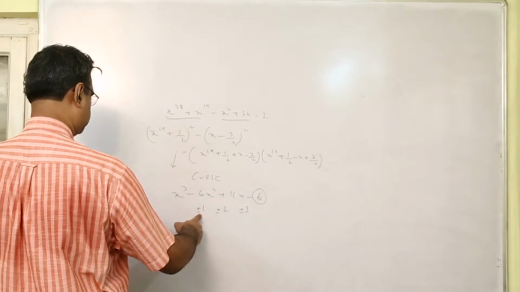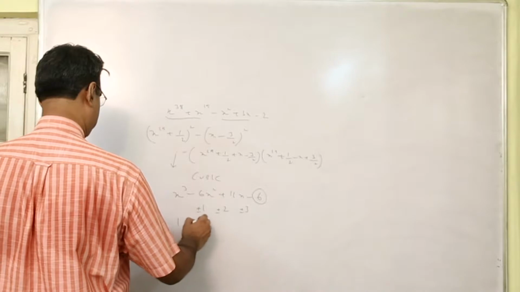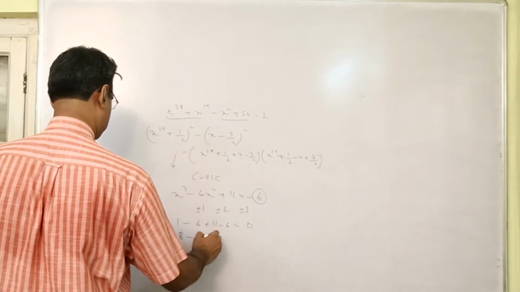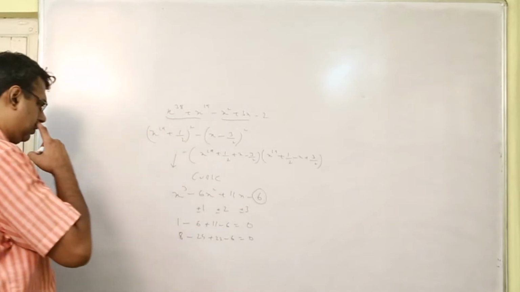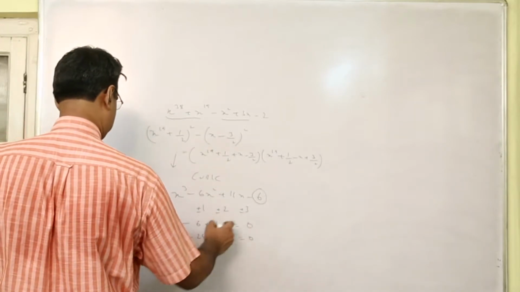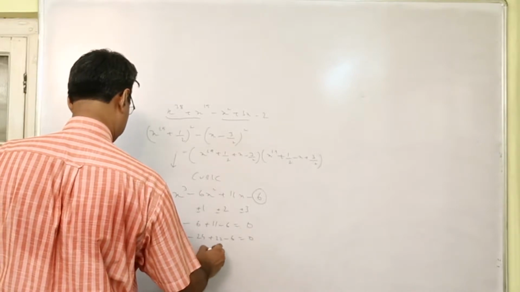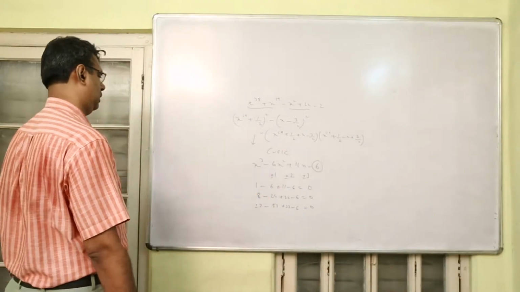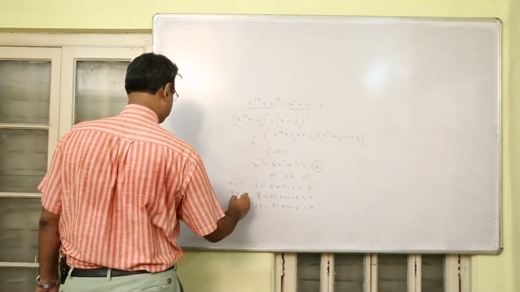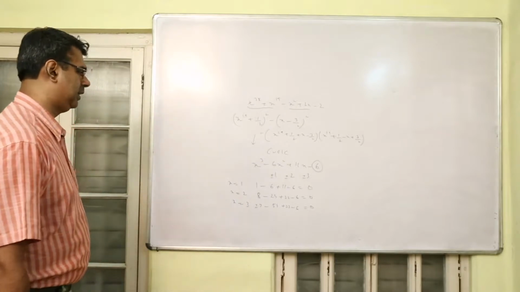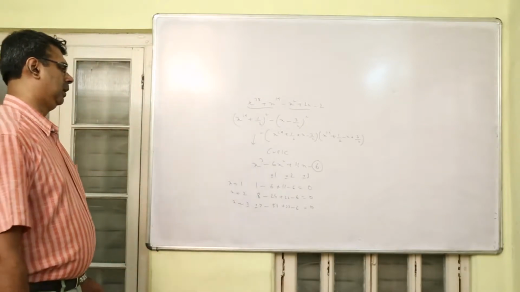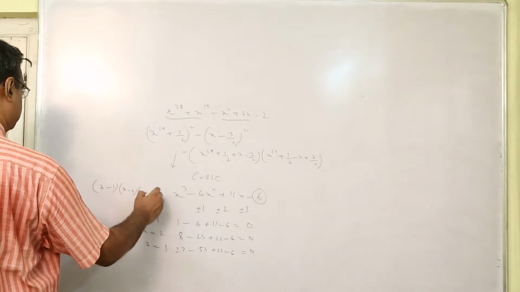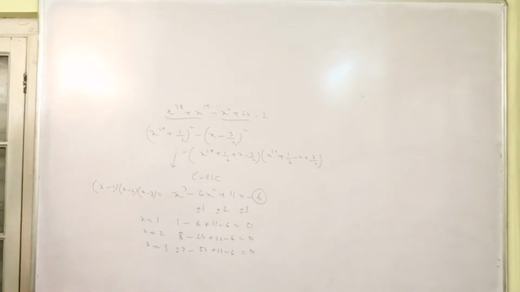So suppose if you consider 1, it will become 1 minus 6 plus 11 minus 6 is equal to 0. If you consider 2, 8 minus 24 plus 22 minus 6 is equal to 0. And if you consider 3, 27 minus 54 plus 33 minus 6 is equal to 0. So when I put x equal to 1 or x equal to 2 or x equal to 3, in all the three cases I am finding that the result is 0. Now this method is very famously called the vanishing method. The ultimate answer will be this: x minus 1 into x minus 2 into x minus 3.